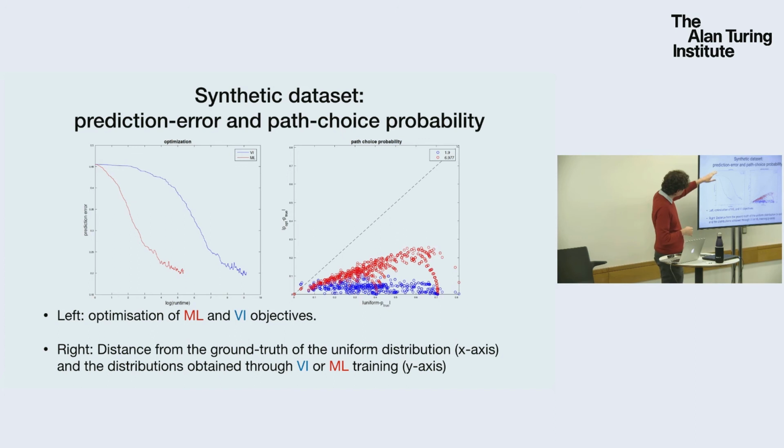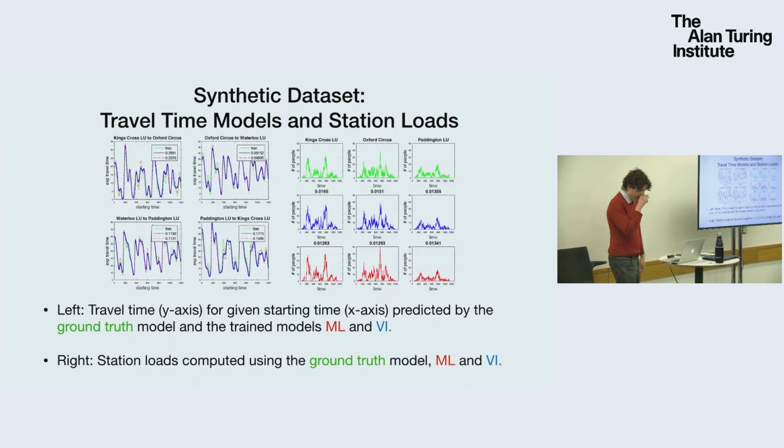So this is just showing the optimization procedure, because we have all these parameters to tweak. It is just showing how it converges over time. The take-home message in that case is that the variational inference method takes longer to converge, but for this task, it does better.